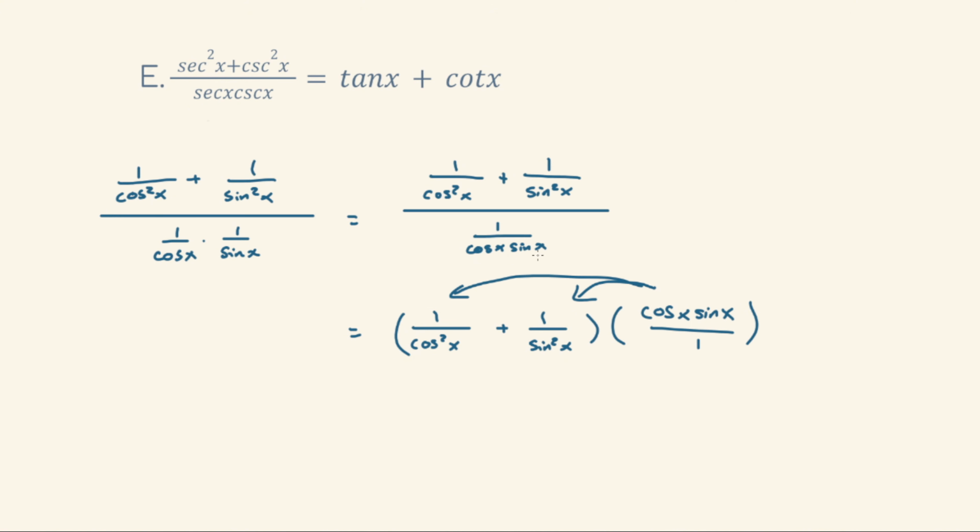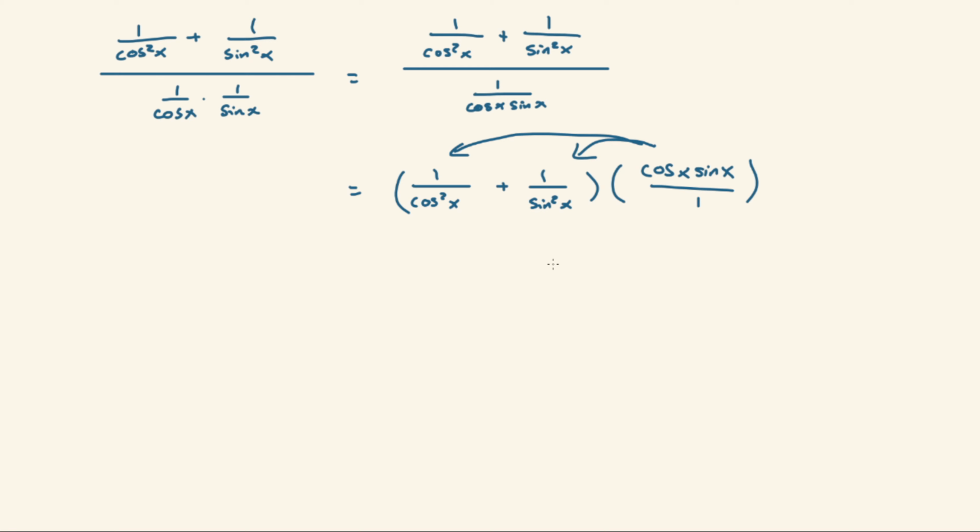All right, so let me scroll down real quick. Okay, and so that's going to give me what? Well, the top multiplies the top, the bottom multiplies the bottom, right? So cos x sine x times 1 is cos x sine x, and in the denominator I have cos squared x times 1, which is just cos squared x, plus, and then here in the second fraction we've got cos x sine x times 1, that's just going to be cos x sine x, and in the denominator I have sine squared x times 1, which is just sine squared x.